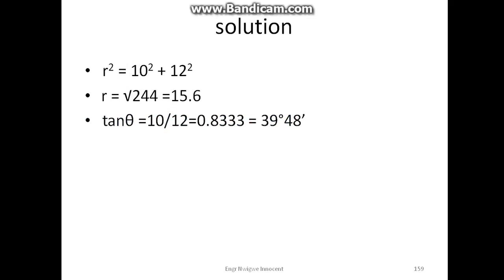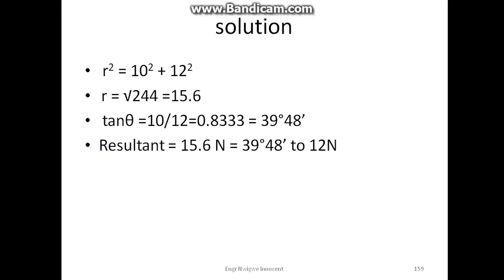Then looking for theta, tan theta is equal to 10 over 12, according to the law of trigonometry, which will now give us 0.8333. If we do the tan inverse of 0.8333, it will give us 39.48, or 39 degrees 48 minutes. The resultant is now equal to 15.6 Newton, which is at 39 degrees 48 minutes to the 12 Newton.